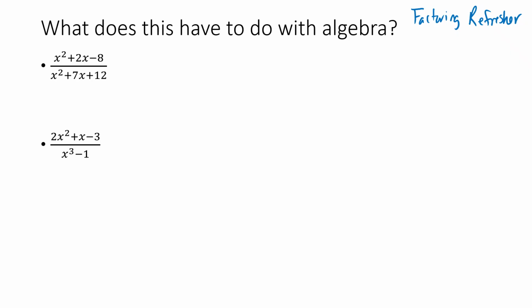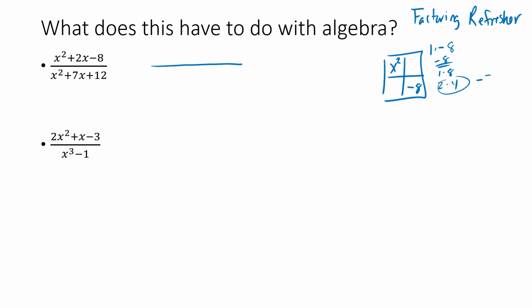Okay, so hopefully you did that and you are back. So let's take a look at this. We are going to factor x squared plus 2x minus 8. So we put the x squared here, put the minus 8 here. We do 1 times negative 8 to get negative 8, and we factor that. We are looking for a positive 2, which is going to come from a negative 2 and a positive 4.